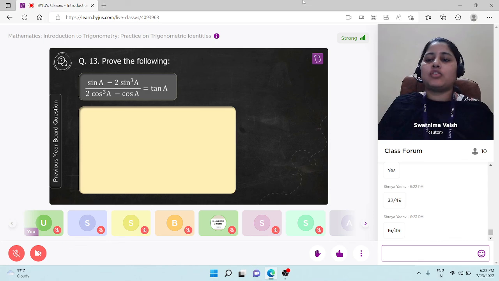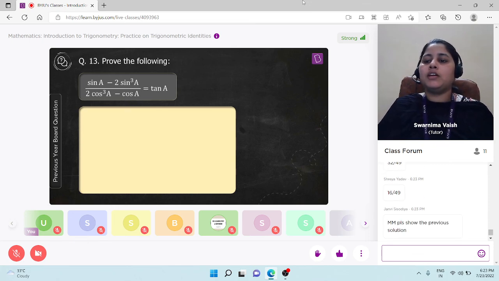And let's take LHS of this. Sine A minus 2 sine cube. So we can take sine A as common from this. It will be equal to 1 minus 2 sine square A, divided by, we can take cos A as common in the denominator. So it will be equal to 2 cos square A minus 1.